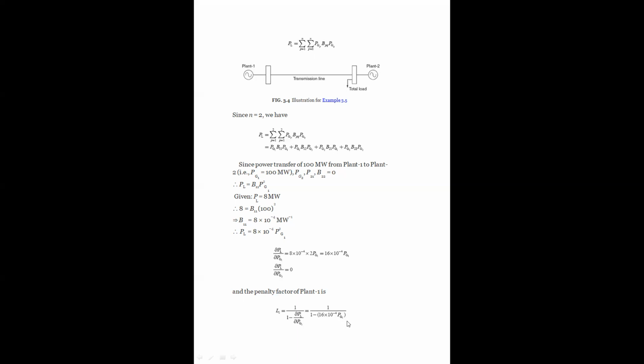I am substituting in the same formulas. The penalty factor formula is L1 is equal to 1 by 1 minus dou PL by dou PG1. We already derived dou PL by dou PG1, which is 16 into 10 to the power of minus 4 PG1. So L1 is 1 by 1 minus 16 into 10 to the power of minus 4 PG1. Next, the penalty factor of plant 2: dou PL by dou PG2 is zero at the second generation, so L2 is 1 by 1 minus 0, which is 1.